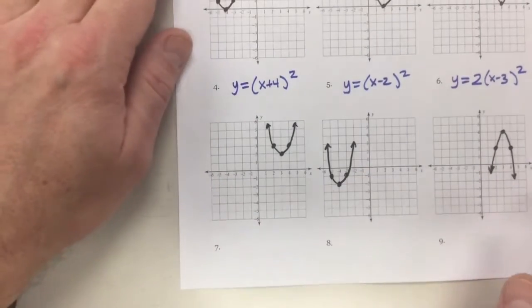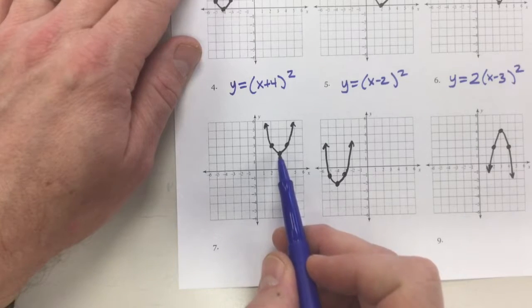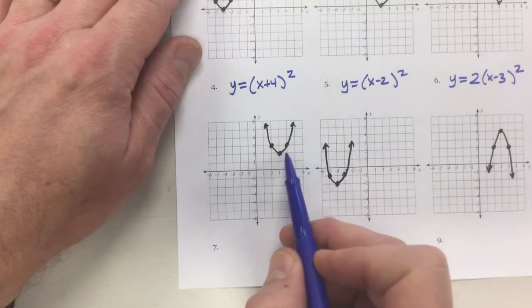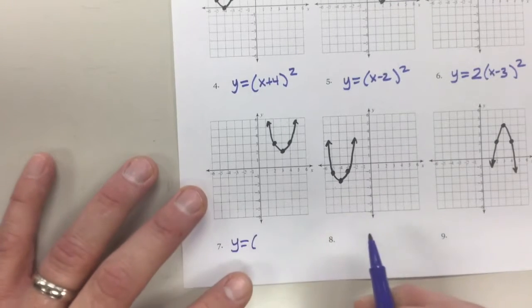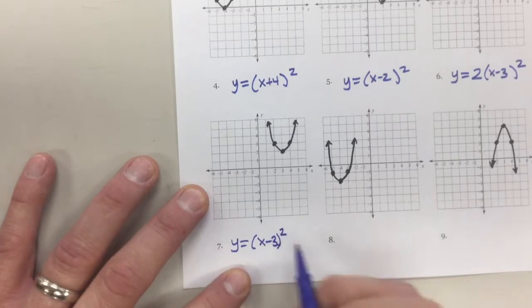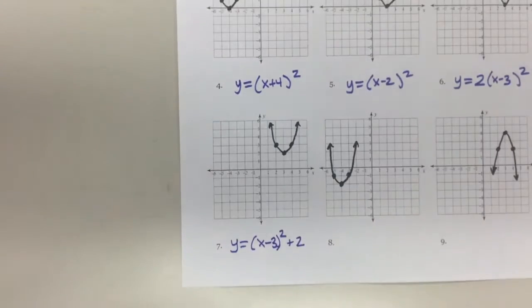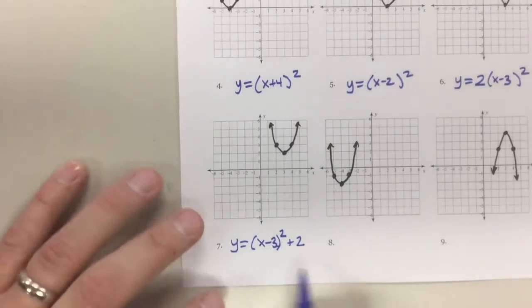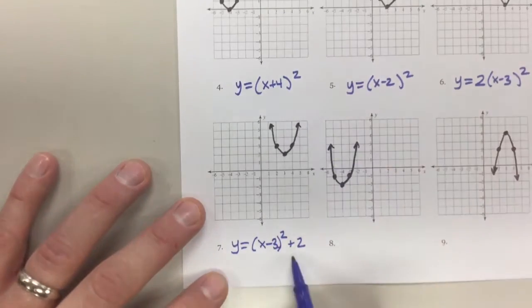Now, example 7 moves 3 to the right and 2 up. And then when I go over 1, it only goes up 1. So first thing I do is move it to the right 3, which actually is x minus 3. And then 2 up, so I do plus 2 in the end. So left and right movement comes from what happens in the parentheses, and then up and down movement comes from the number on the outside.